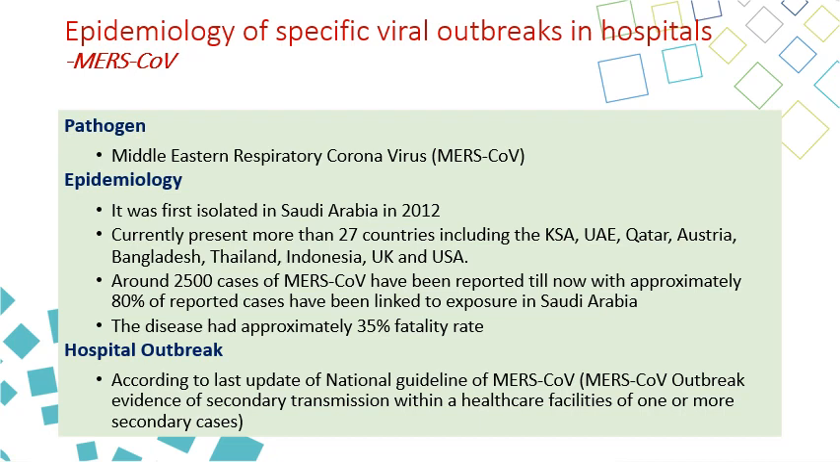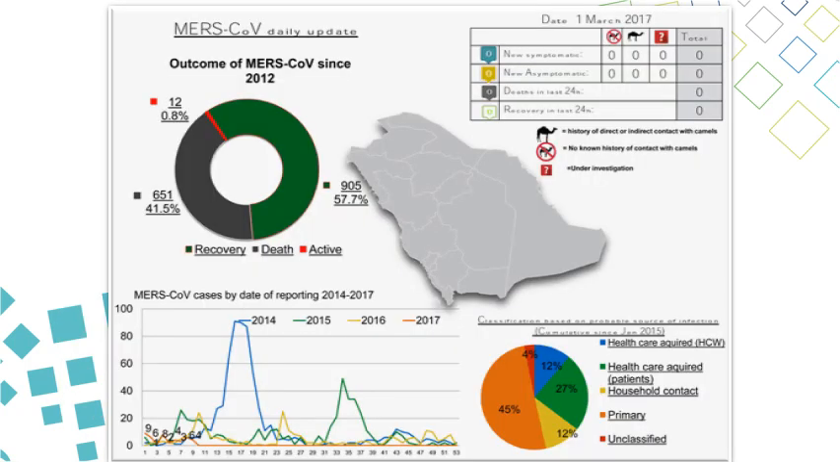Hospital outbreaks were documented, and again, it is similar to hospital outbreaks of COVID. It devastates the services in the hospital and may end up closing the hospital to end the outbreak. This slide shows the diagram of MOH enumerating the number of cases in Saudi Arabia and how many died, how many survived, and how many are still active in the hospital, and gives you also the outbreaks.